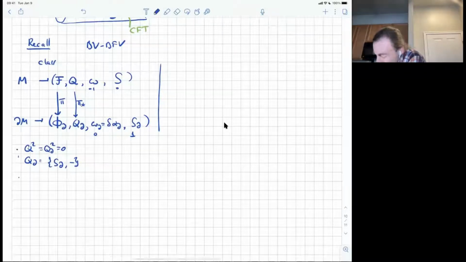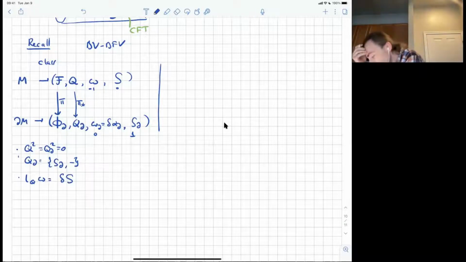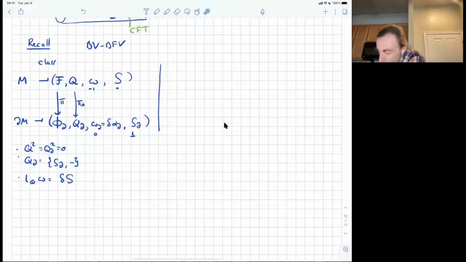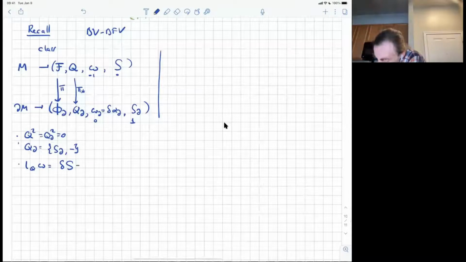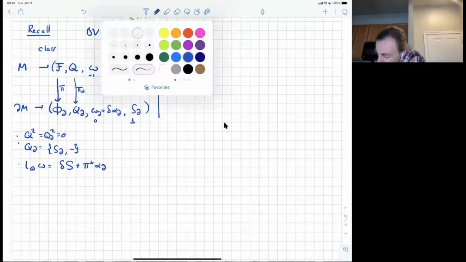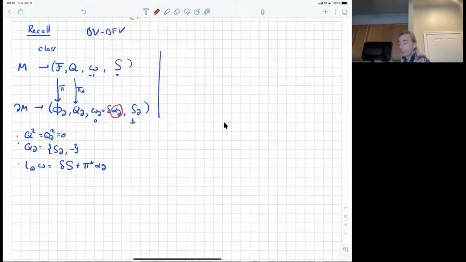And maybe the more non-trivial relation, relating the bulk to the boundary, is that if you contract Q with omega in the bulk, you obtain delta of S bulk. So delta denotes the de Rham differential on the spaces of fields and phase spaces, as opposed to d, which is the geometric de Rham differential on M. Plus a defect. And the defect is controlled by this boundary one-form.